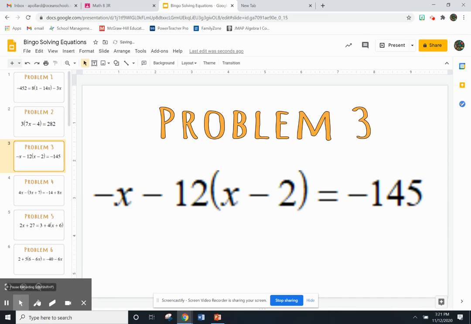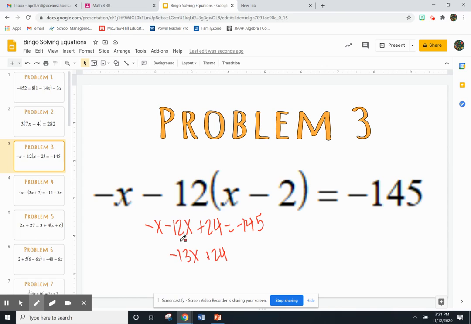For problem 3 now, distribute. So negative x stays, minus 12x plus 24 equals negative 145. Combine on the left, negative x and negative 12x is negative 13x, plus 24 equals negative 145, minus 24. Negative 13x equals negative 169. Divide that by negative 13, and I get x equals 13.